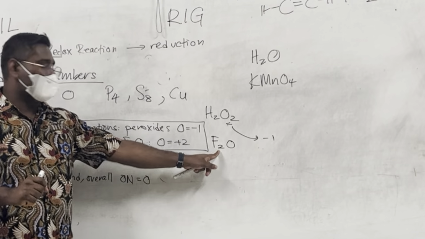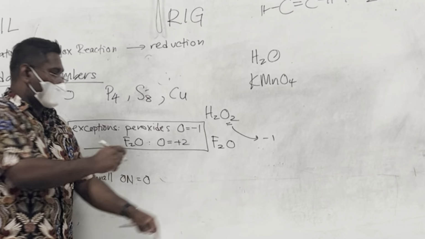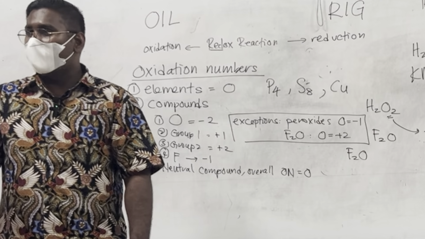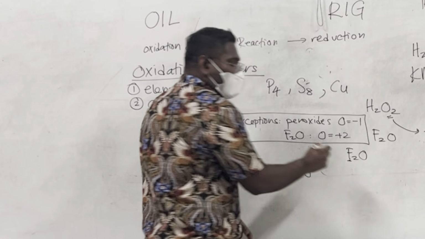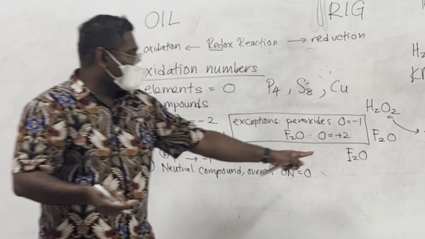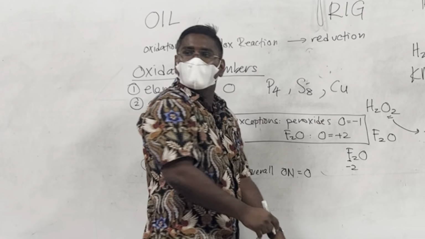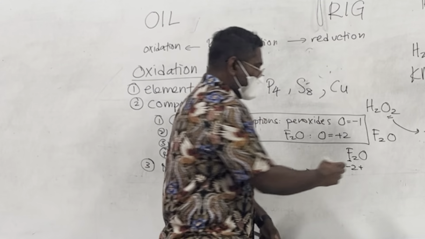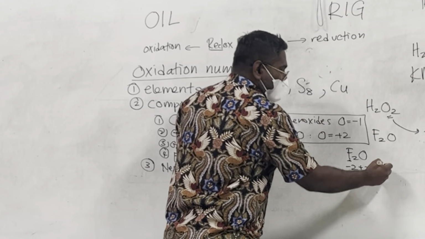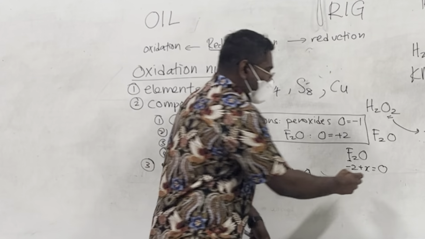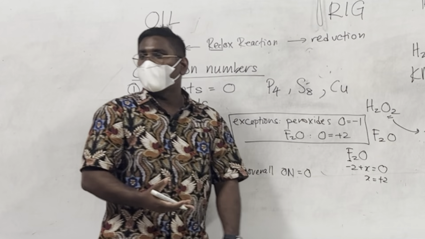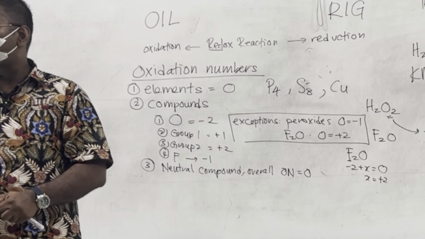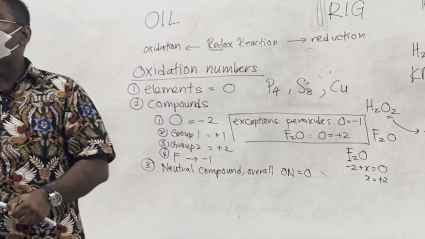Now, this will explain the oxidation number of F2O. You see here, in F2O the overall oxidation number is 0. We know that F is always negative 1. Negative 1 times 2 is negative 2. Oxygen you don't know, so let's say we put X. Overall is going to be 0, and X equals plus 2. So you can calculate. This is one way to calculate. There are certain things that you will know, and certain things that you need to calculate.